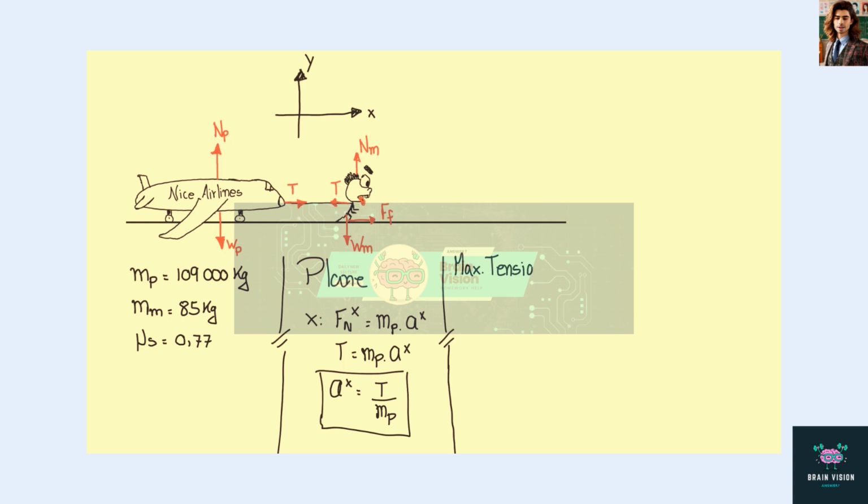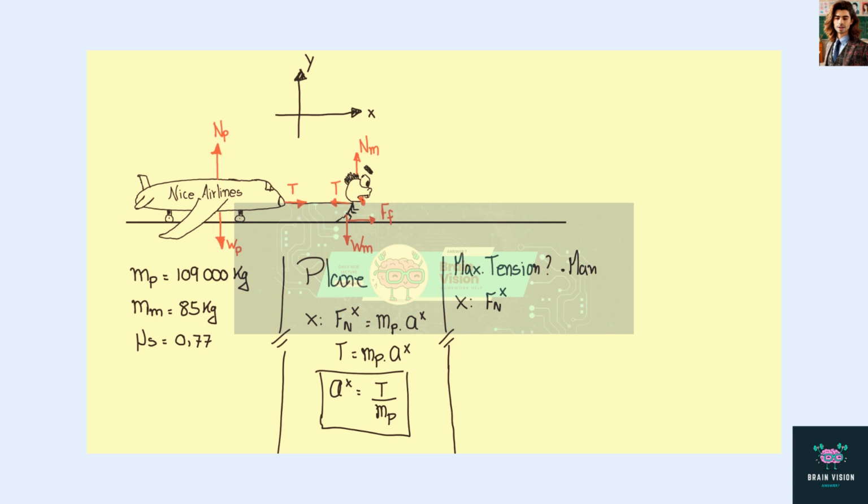To do that, we have to look now at the man that is trying to pull the airplane. Specifically, we should apply Newton's second law to the man. But now as the airplane is moving on the horizontal axis, let us apply Newton's second law on the man on the horizontal axis first. So now we are applying Newton's second law to the man. On the x-axis, it results in the following.